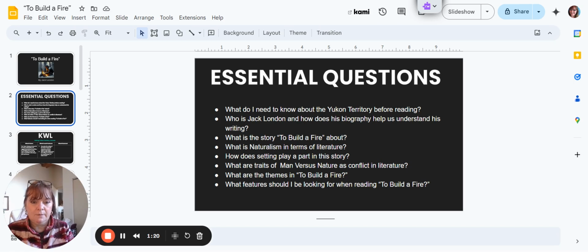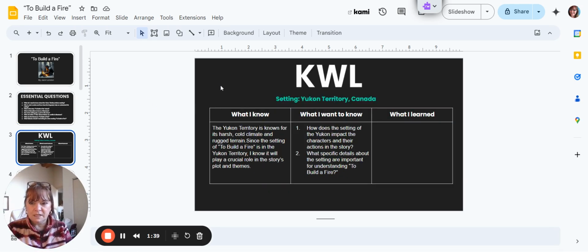How does setting play a part in this story? Very big part in this story. What are traits of man versus nature? Because we are in this conflict in literature unit. And what are some themes in the story? And then what features should we be looking for as we're reading the story? So I'm not asking you to complete this at this point, but I'm just showing it to you as a preview for something I will be asking you down the road.